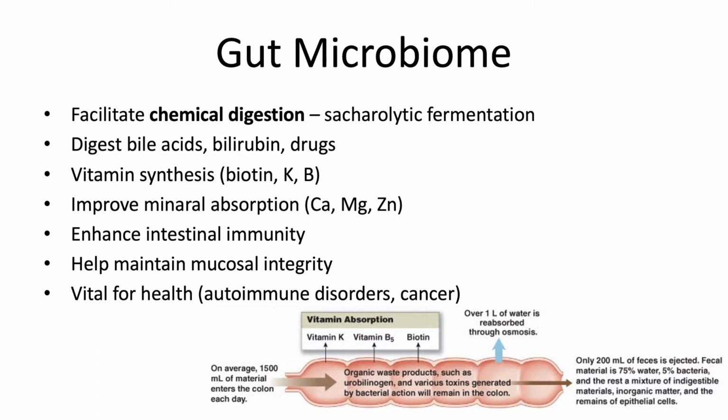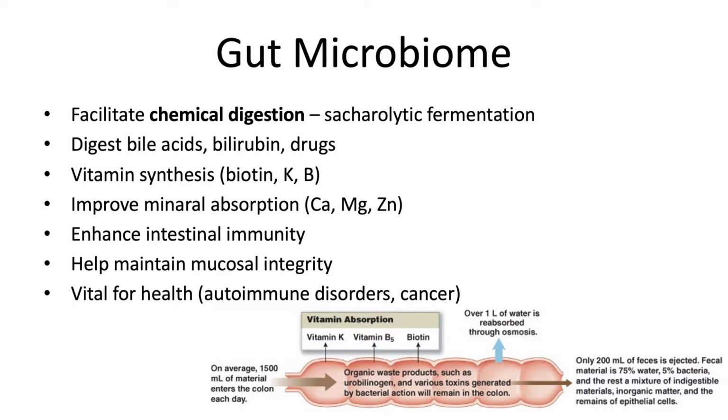Bacteria therefore participate in the chemical digestion, specifically saccharolytic fermentation or breaking down of remaining carbohydrates. The process of carbohydrate metabolism generates methane, carbon dioxide, and hydrogen gases, which contribute to the formation of gas in the colon. The microbiome also helps the absorption of vital minerals such as magnesium, zinc, or calcium.